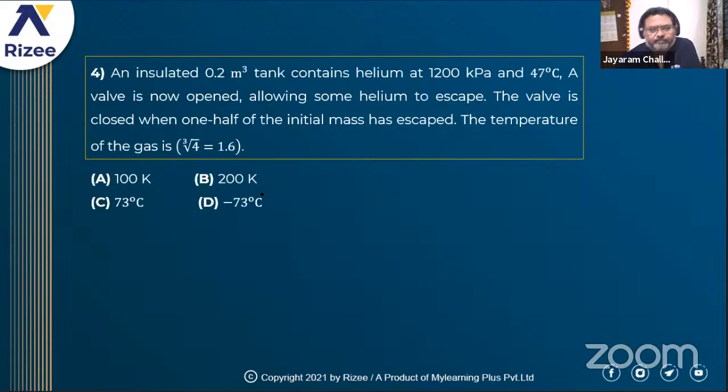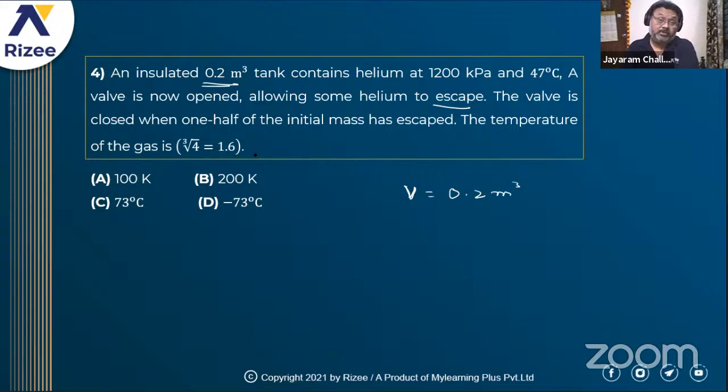So next one, sir. An insulated tank of 0.2 meter cube. So he has given the volume, and it's an insulated one. Volume is equal to 0.2 meter cube. So next case, the tank contains helium at some pressure he has given, that is 1200 kilopascals, and temperature 47 degrees centigrade. The valve is now opened, allowing the helium to escape. So some helium has been escaping from here.